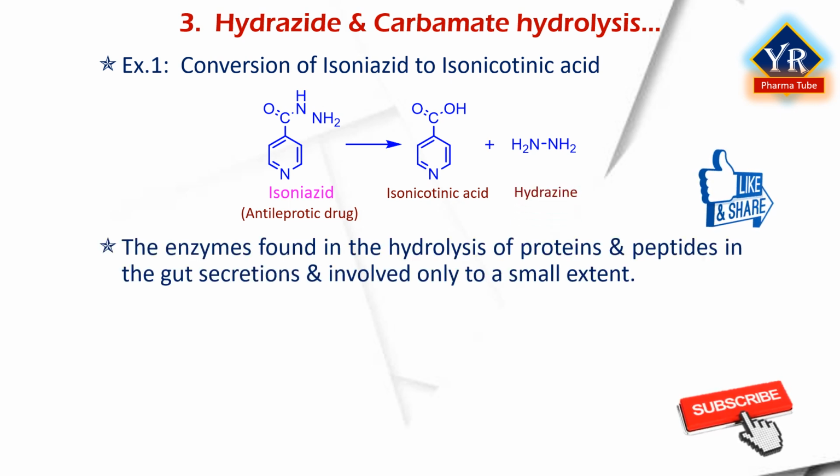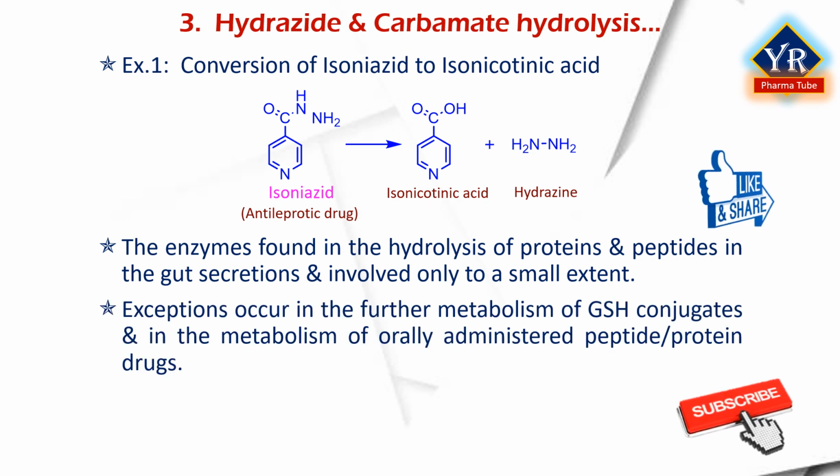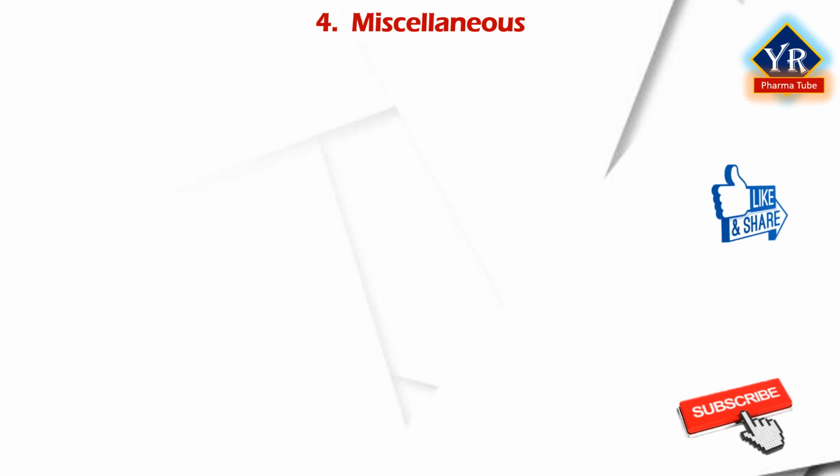In this context, the hydrolysis of proteins and peptides by enzymes can also be mentioned here, but these enzymes are mainly found in the gut secretions and are involved only to a small extent in drug metabolism. Exceptions occur in the further metabolism of glutathione conjugates and in the metabolism of orally administered peptide or protein drugs. And number 4, miscellaneous hydrolysis reactions.